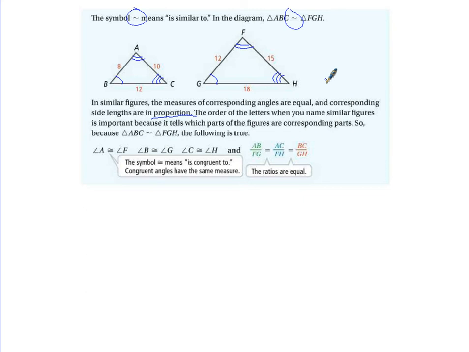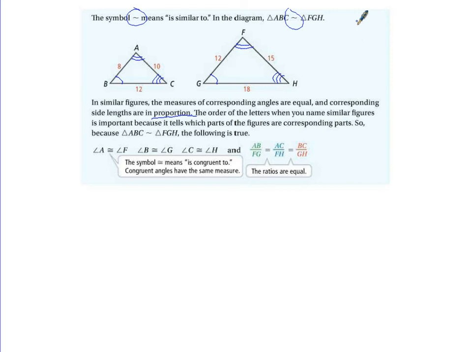Okay, good. And the reason that I know that A is the same measure as F is because of the way that it's written here. A comes first in this, F comes first in this, so that's why I know that these two angles right here are the same measure. B comes second, G comes second. B, G, and then finally C, H. So there is a reason why these letters are arranged in that order. It's not because they're alphabetical. It's because those angles match up from one triangle to the next. So keep that in mind too when you go to geometry.